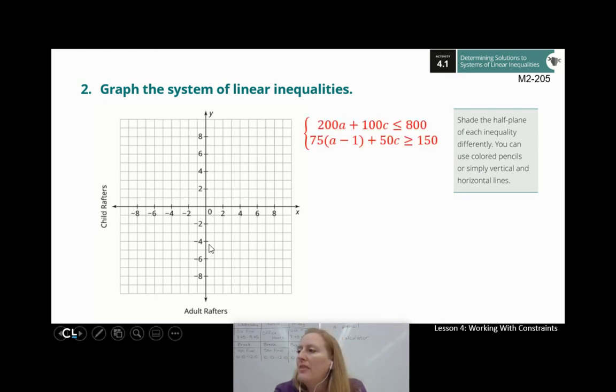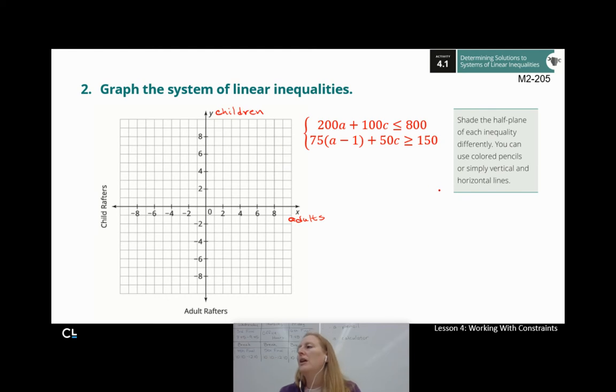Please notice that they made the adult rafters A, like my Y. Okay, did you catch that? The adult rafters are like my Y-axis here. And my child rafters, actually, I think I got that backwards. It looks like my adult rafters are the X. So I'm gonna write this better because this is weird. I'm gonna say the adults are X, and my children are Y.